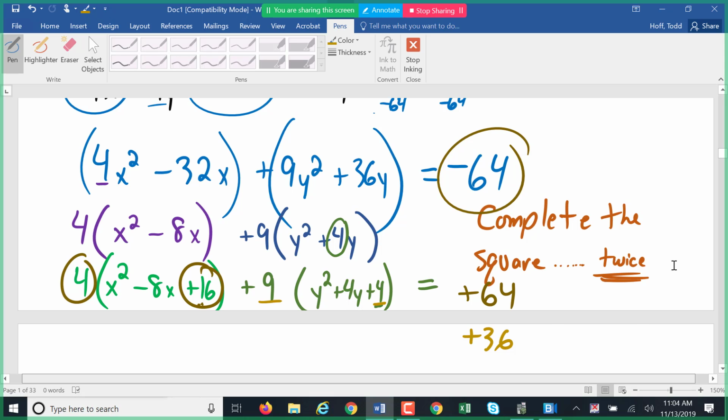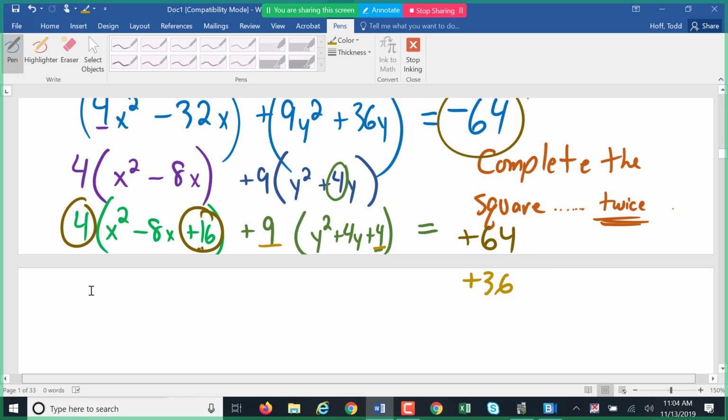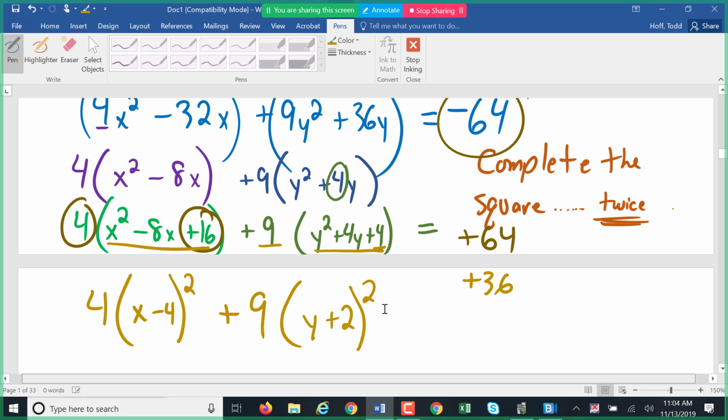So what I have right now, on the left side, I have 4 times, this is a perfect square trinomial. That's x minus 4 squared. Plus, this is 9 times, this is again a perfect square trinomial. That's y plus 2 squared. On the right side, I've got negative 64, plus 64 is 0, plus 36 is 36. So on the right side, I have 36.